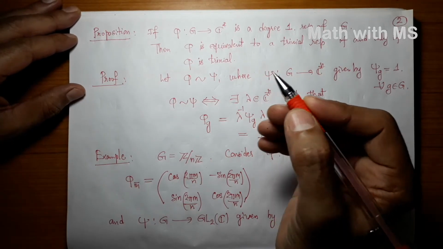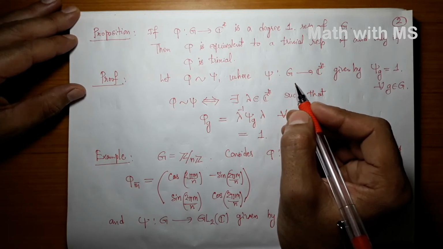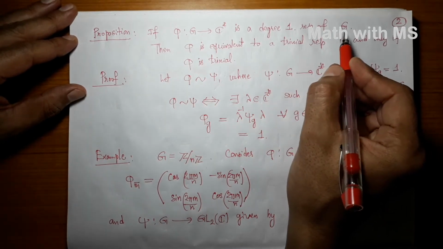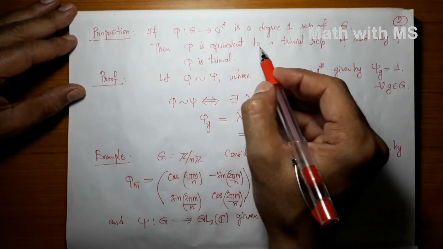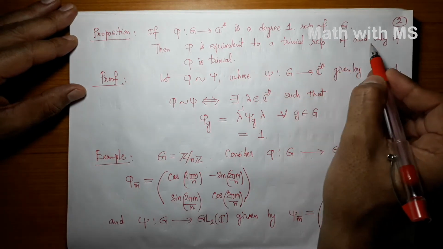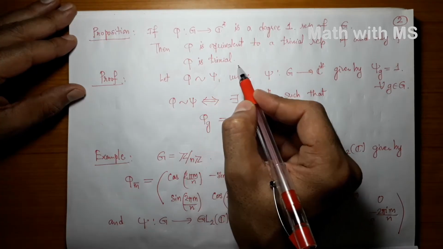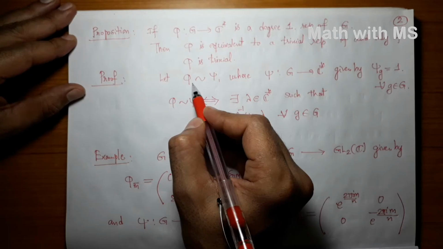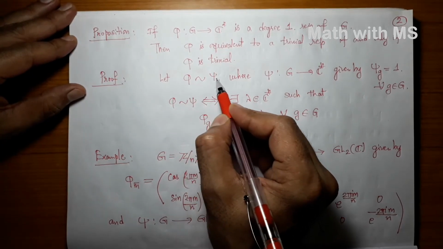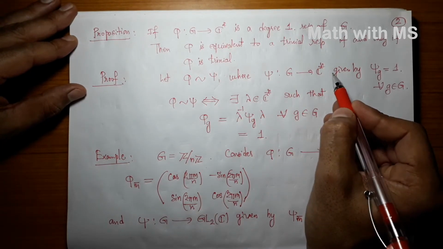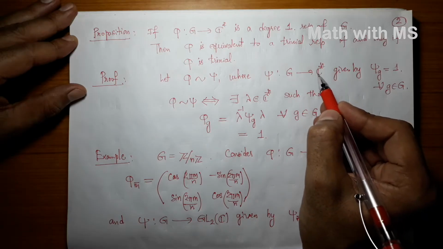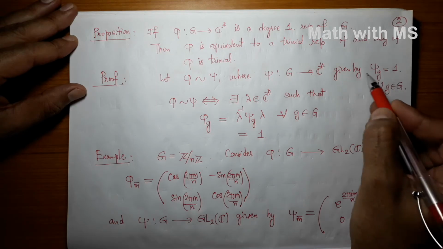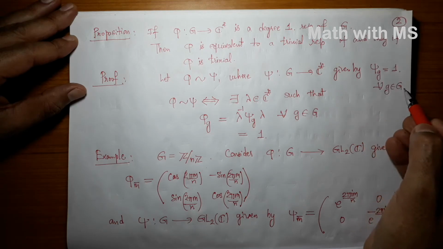Alright, so let's make some more observations about equivalence of representations. If phi from G to C star is a degree 1 representation of G, then phi is equivalent to a trivial representation if and only if phi is itself a trivial representation. Very simple observation. Suppose that phi is equivalent to psi, where psi is a trivial representation. Recall that a trivial representation means a degree 1 representation which is trivial as a group homomorphism. That is, psi(g) is 1 for every g in G.